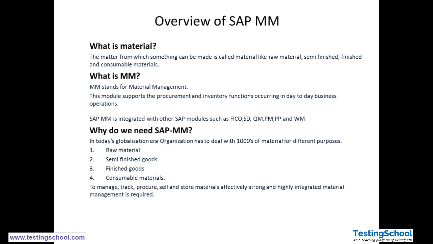SAP MM stands for material management. The first thing which strikes our mind is, what is a material? A material is something that can be called raw materials, semi-finished goods and consumable materials. Anything in real life, whatever you consume, whatever you use, is somewhere related to material only.